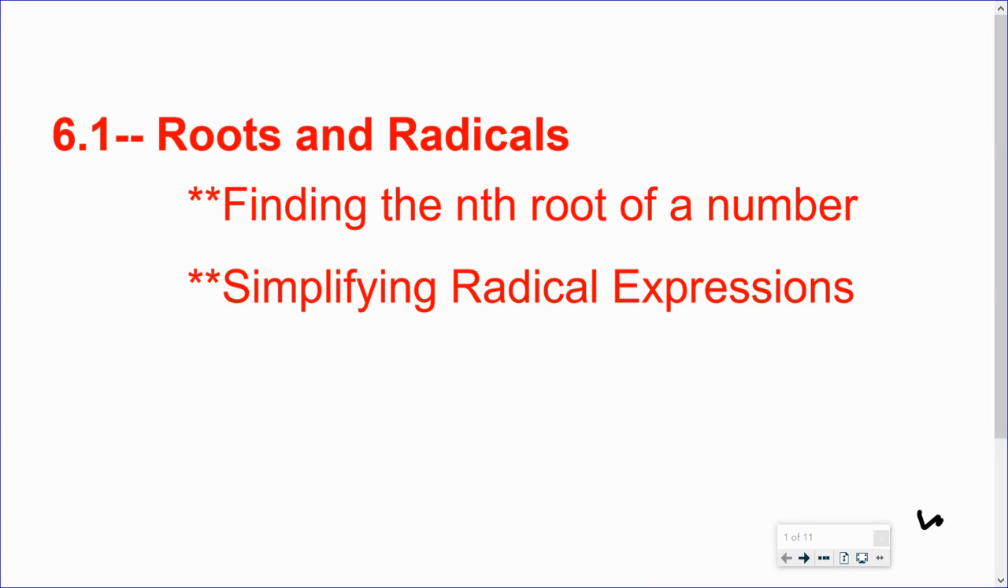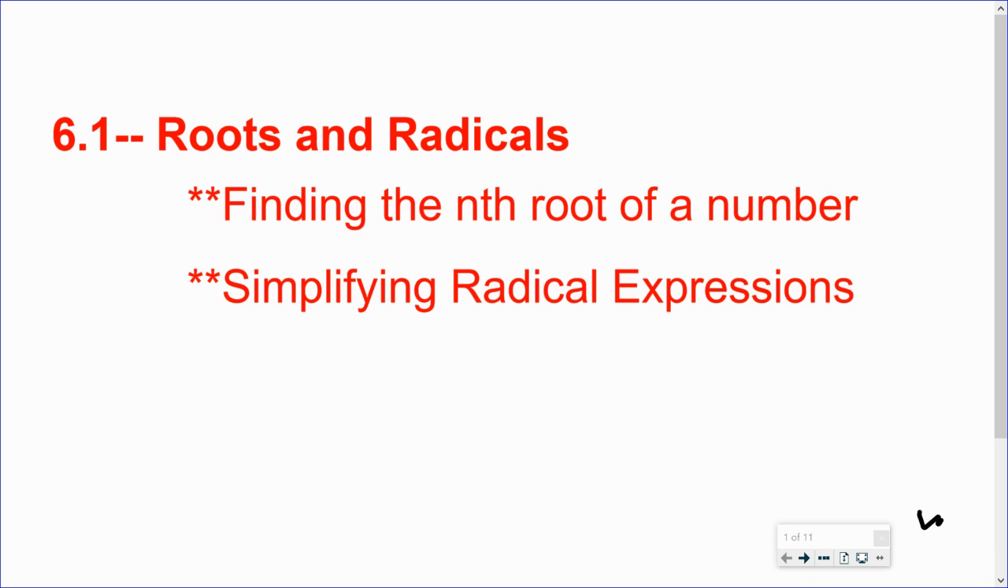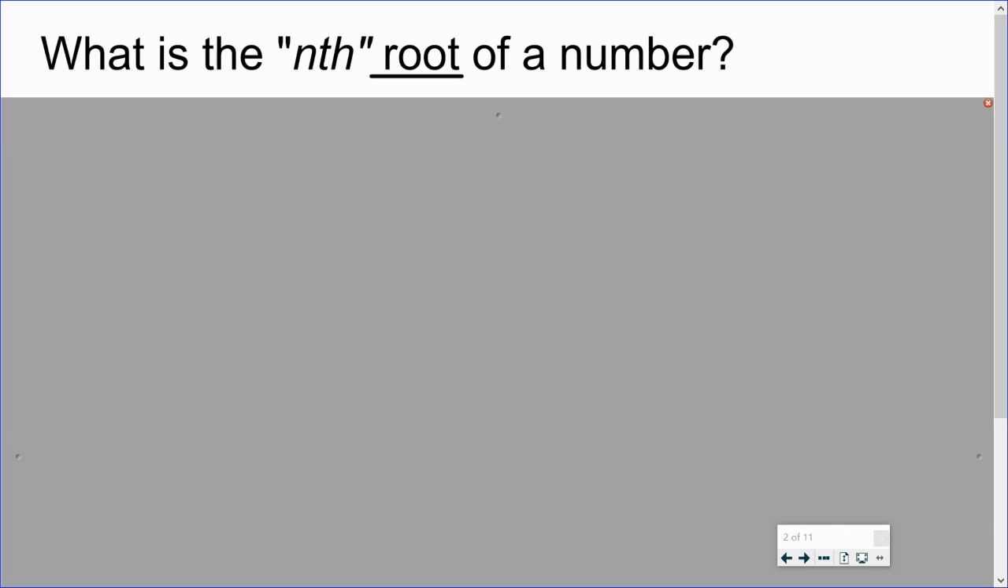Okay, today in class we talked about roots and radicals. Section 6.1, and we're going to keep going with this. Now we're working with finding the nth root and simplifying radical expressions, which are very similar to what we've done already. All right, what is the nth root?